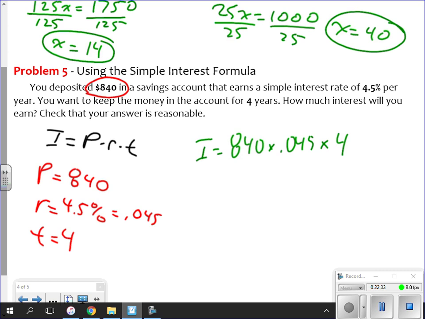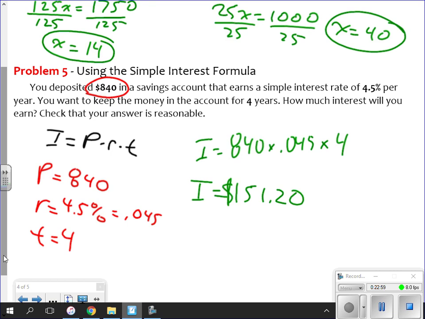So, how much money did I make in 4 years? 151.2. Because it's money, we add the extra decimal place. So I made $151.20 in 4 years.